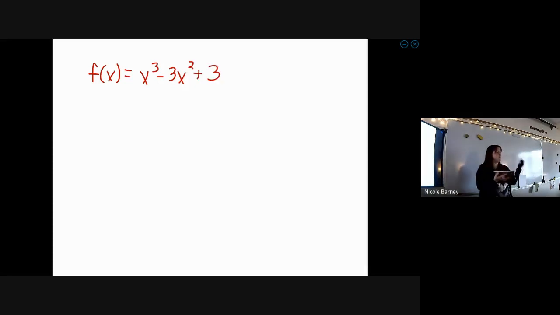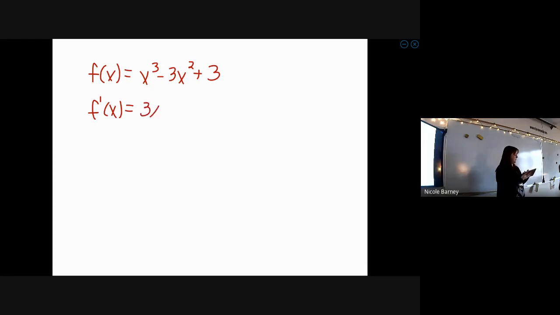So 26 says find when this graph has horizontal tangents. Okay, so remember horizontal tangent means the slope of the tangent line is 0, because that's what a horizontal line is. So to find the slope of the tangent line, we need to take the derivative, because the derivative tells us the slope of the tangent line, right?